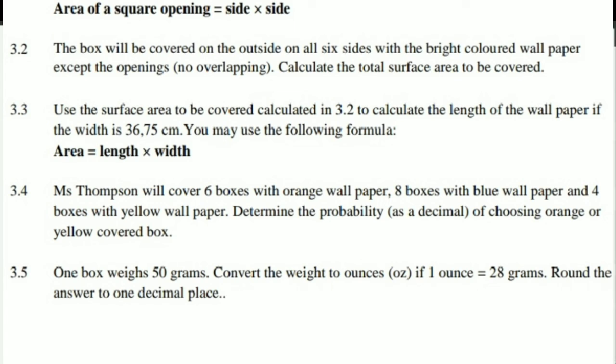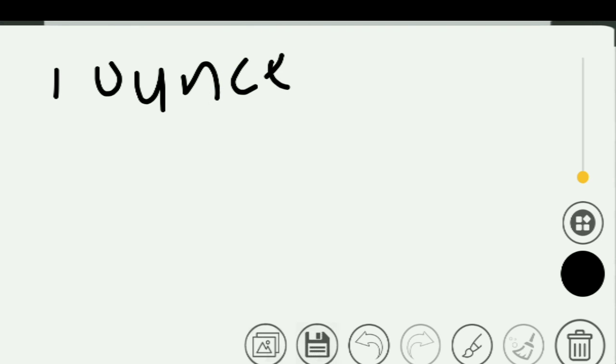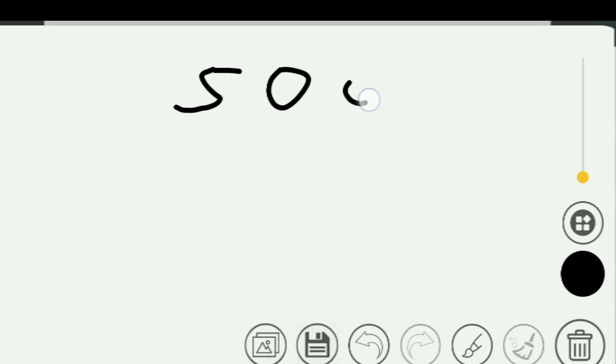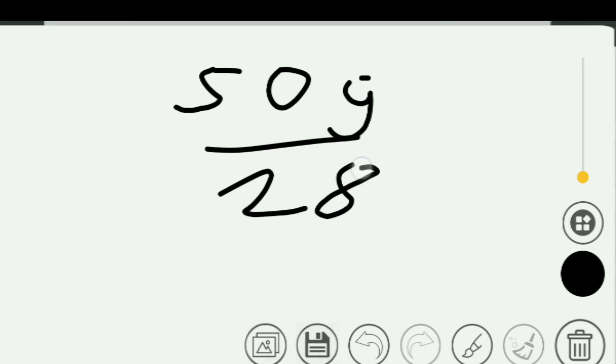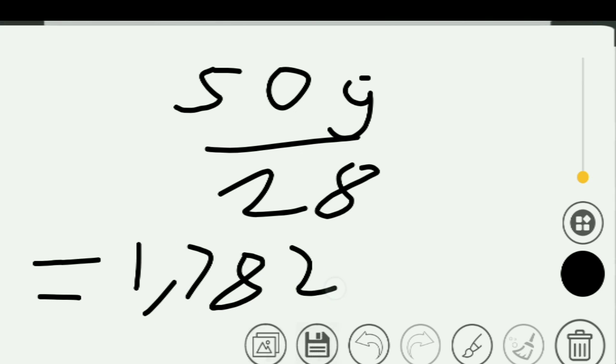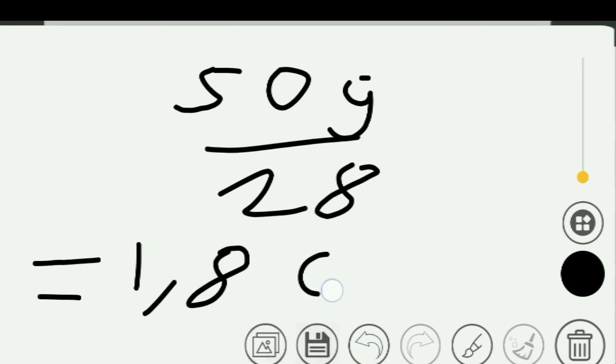So guys, this is how we do this. Because 1 ounce is equal to 28 grams, we're going to say 50 grams divided by 28 equals 1.78257 ounce. 50 grams divided by 28 equals 1.7857 ounce, which is equivalent to 1.8 ounce.